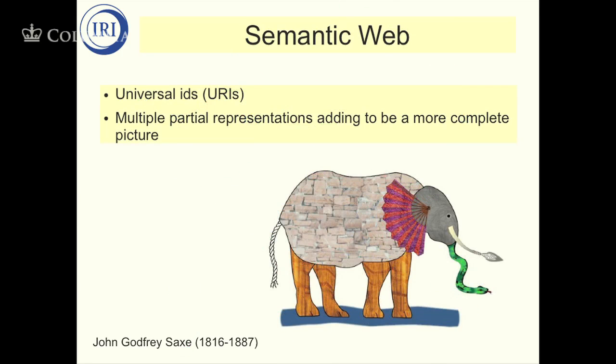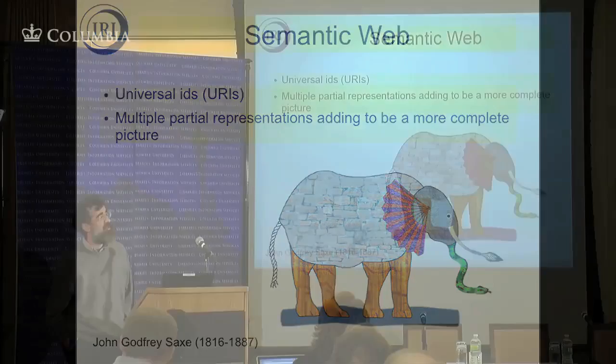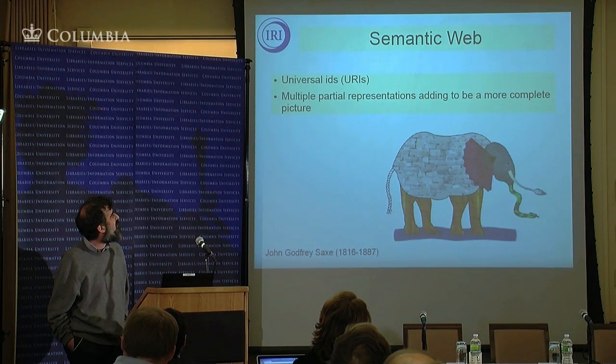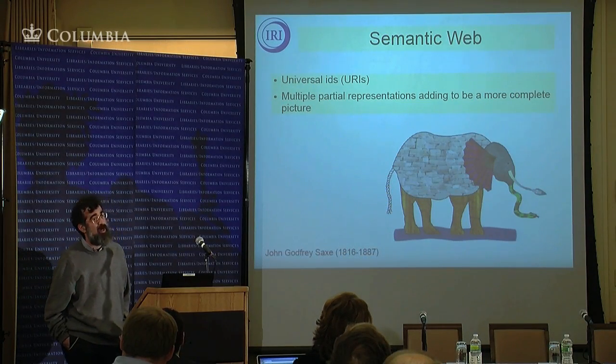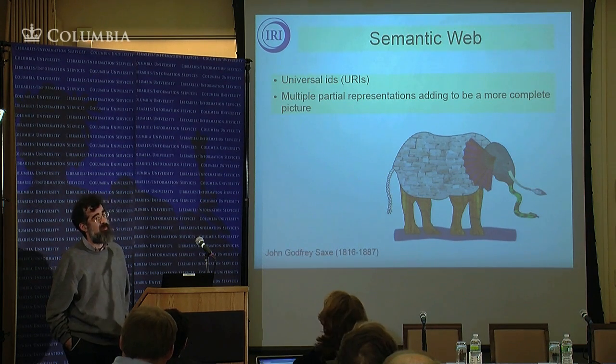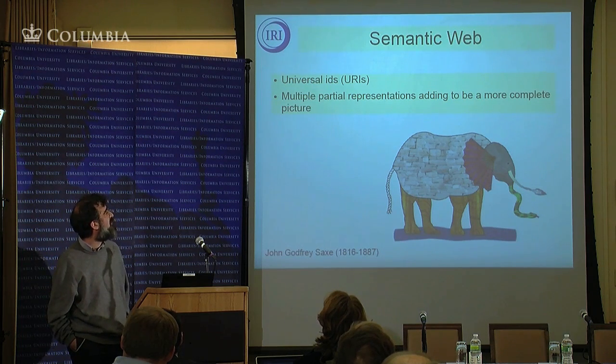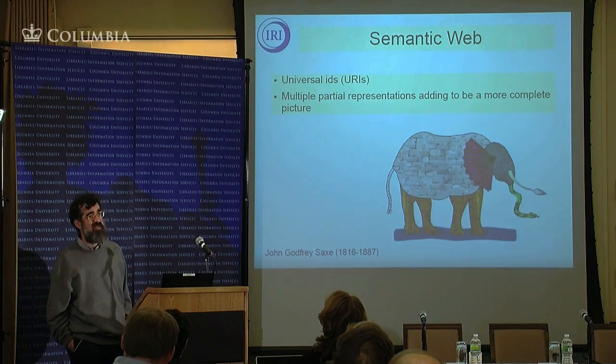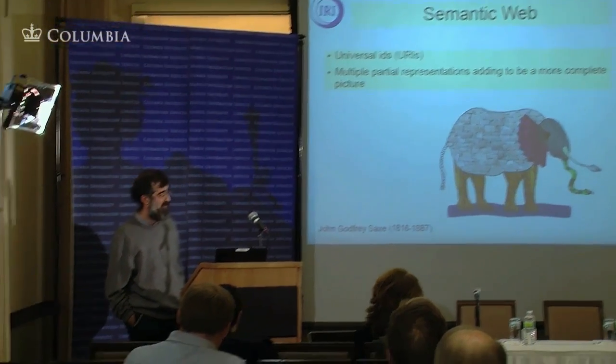So my take on the semantic web, it's got two things. It's got universal IDs, so you identify things in a particular way. And then it has multiple partial representations of those things. So rather than creating a single system that can completely describe an object, what it does is let you aggregate a bunch of partial systems together to try to get a complete picture of an object. And this, of course, is the elephant that the blind men only see part of. Well, thank you.